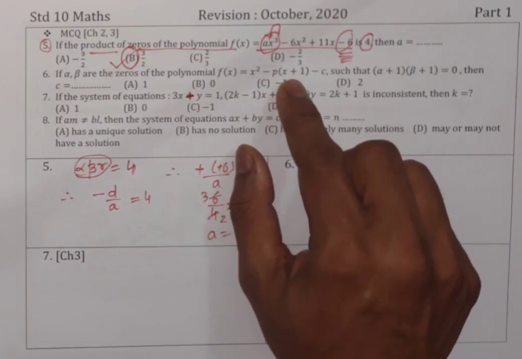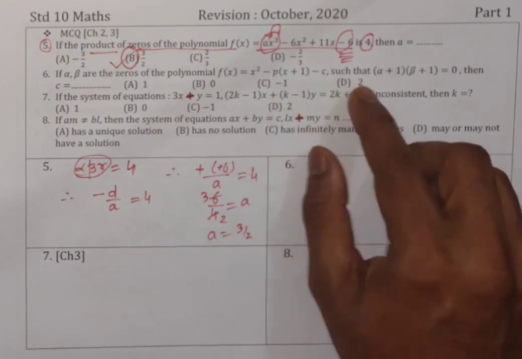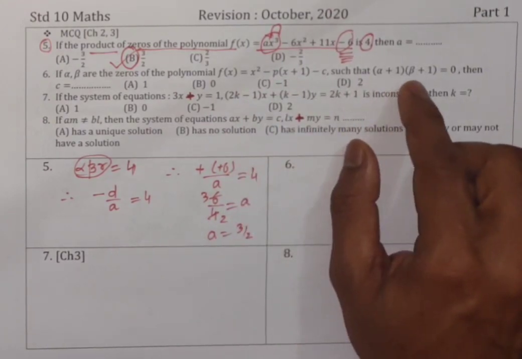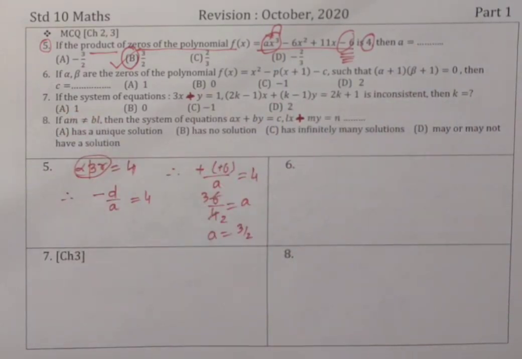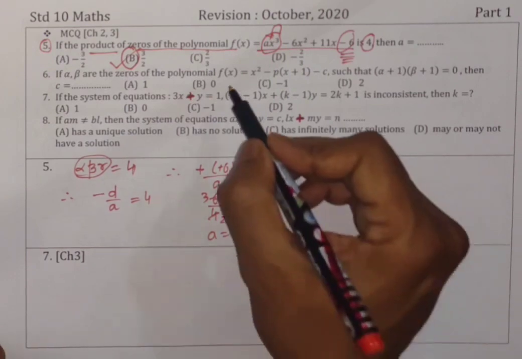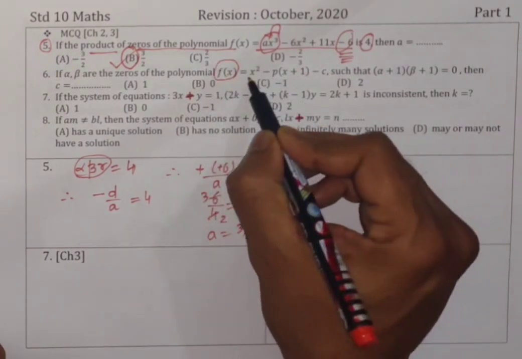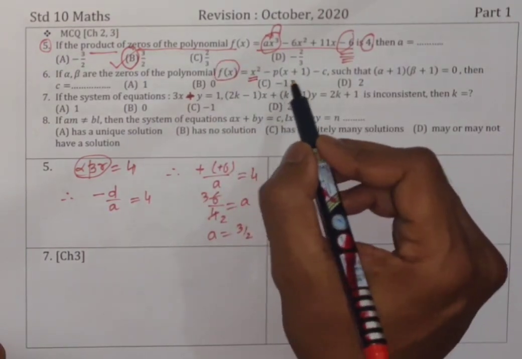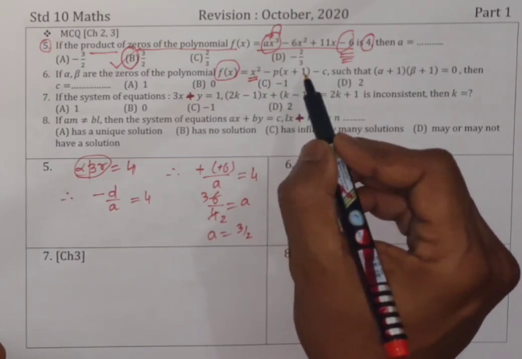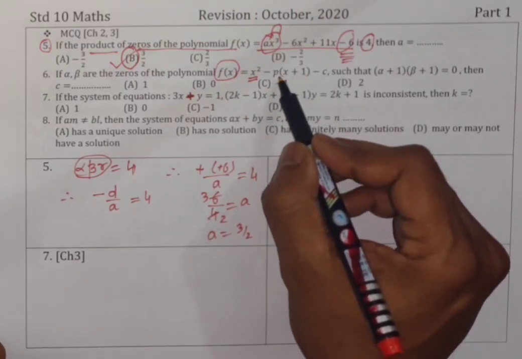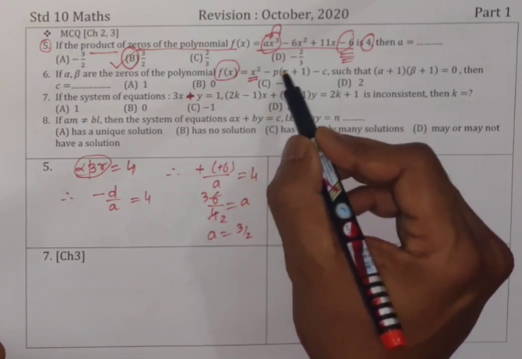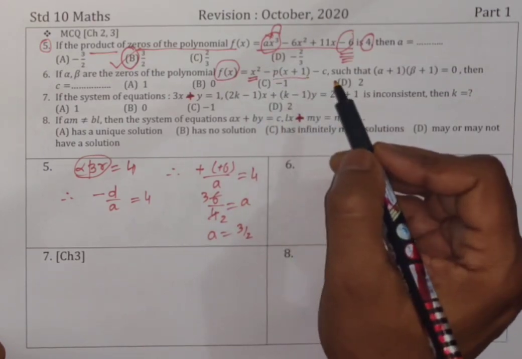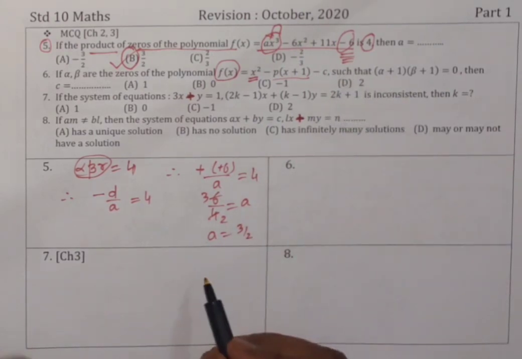p into x plus 1 minus c such that alpha plus 1 into beta plus 1 equal to 0, then c is equal to dash. Now this is interesting. The polynomial given to you is quadratic, degree 2, but not in its standard form. Here there is an x term, but see p of x plus 1. So monomial into binomial, this middle term you will have to expand and see. So let me do that first.